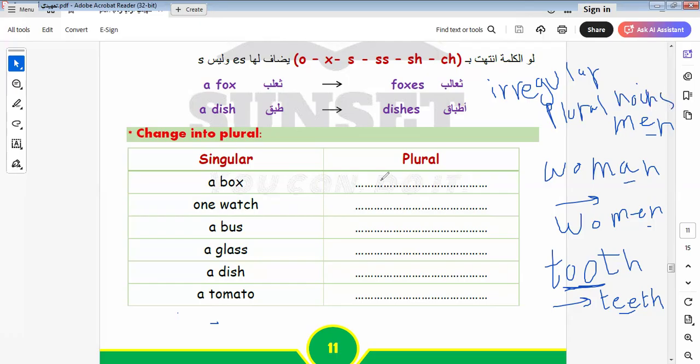Regular plural nouns. Here, box will be boxes. I add es to the noun. Here is box, it will be boxes. Watch, it will be watches. Buses. Glasses. Adding es to the noun. Glasses. Here is dishes.